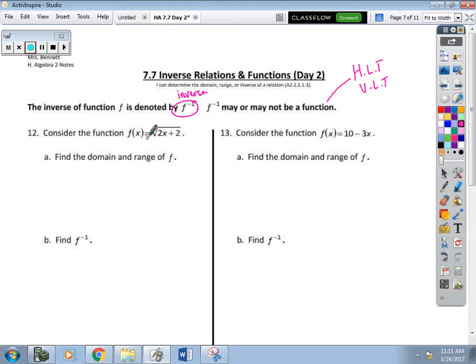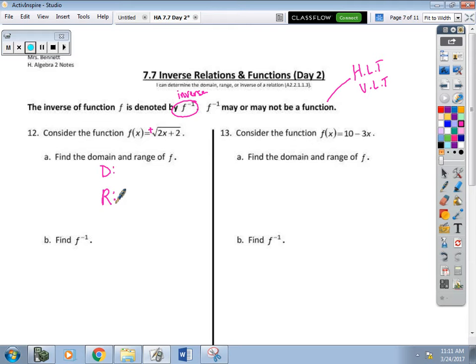Consider the function f of x equals the square root of 2x plus 2. Notice that this does not have a positive or negative in front, so technically this is just a positive square root. They ask us to find the domain and range of this function. Okay, well, we know the domain is always all real numbers except for two instances. What are those two instances that it's not all real numbers?